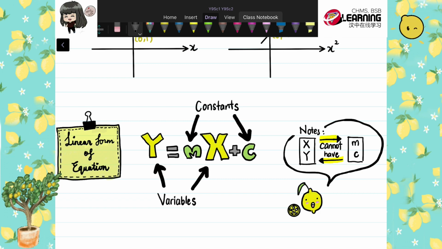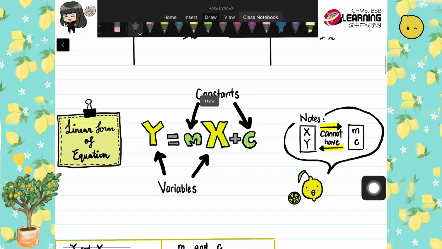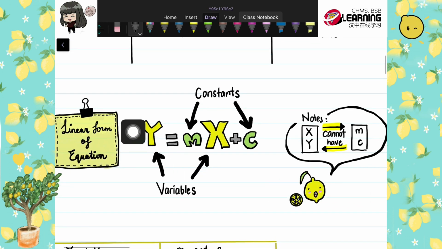So the next thing you have to know is the linear form equation, you know, y equals mx plus c already. I'm not going to say what is your y and what is your m and what is your c. But look here, your big Y and your big X, they are variables. They can change. But your m, your gradient, or your c, your y-intercept, they are constants. They are fixed constants.